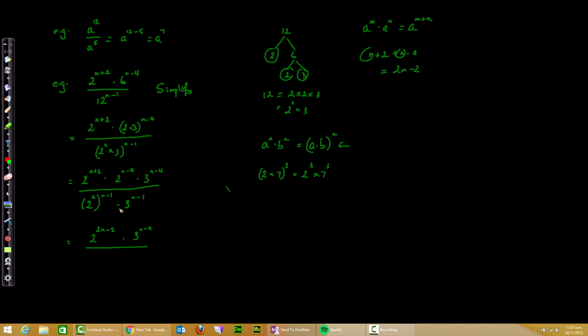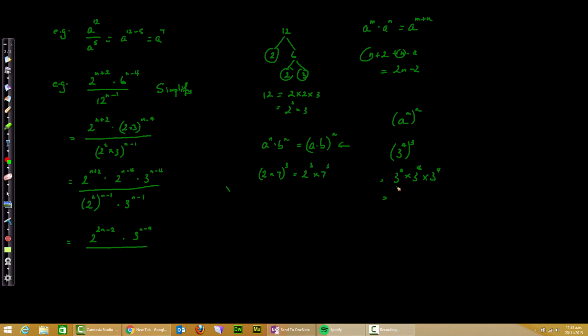Now what about this thing here? Well, a to the power of something all raised to a new power. Okay, let's take a look at another numeric example. 3 to the power of 4, let's say to the power of 3. Well, that means 3 to the power of 4 being cubed. So in other words, 3 to the power of 4 being multiplied together 3 times.